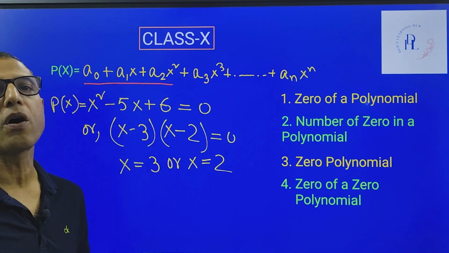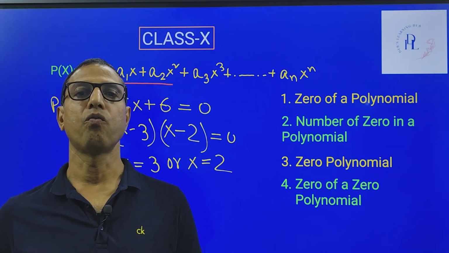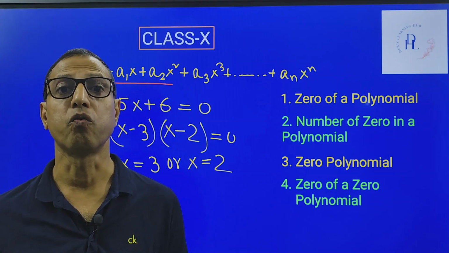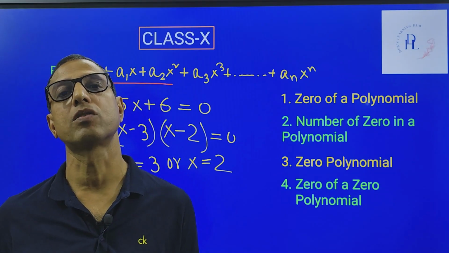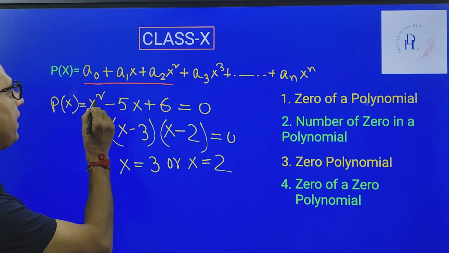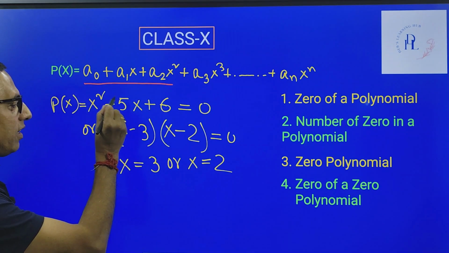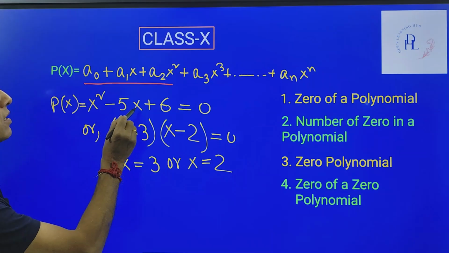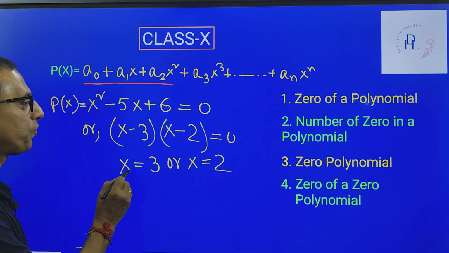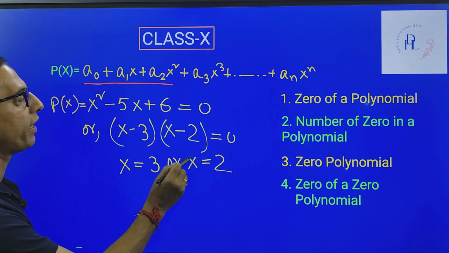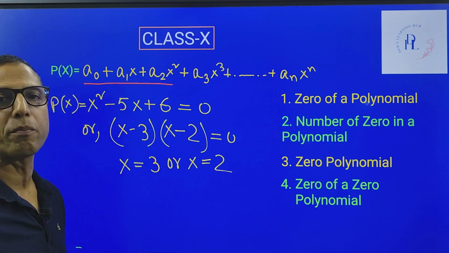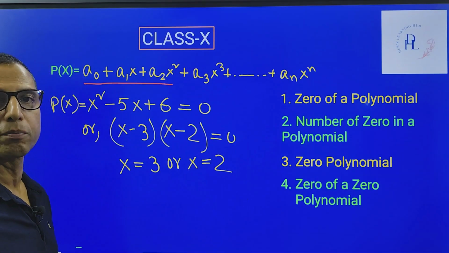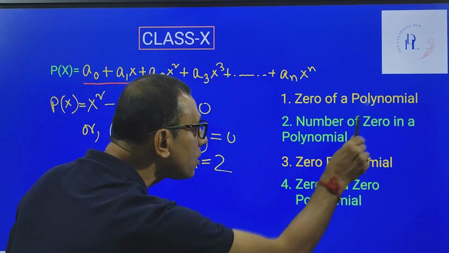So zero of a polynomial means the value of the variable in a polynomial for which the polynomial becomes 0. So here the variable is x, and for x equals to 3 or x equals to 2, the polynomial x square minus 5x plus 6 becomes 0. So therefore x equals to 3 and x equals to 2 are the zeros of the polynomial. Any of these two. And next topic is number of zero in a polynomial.